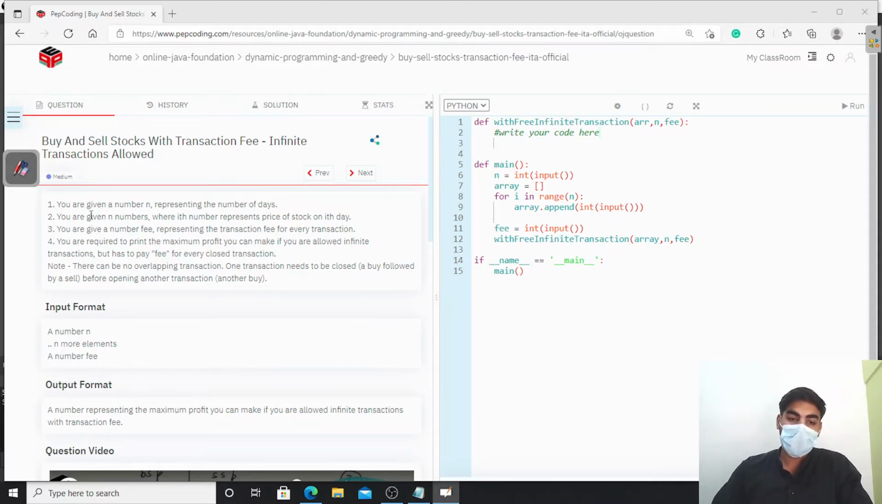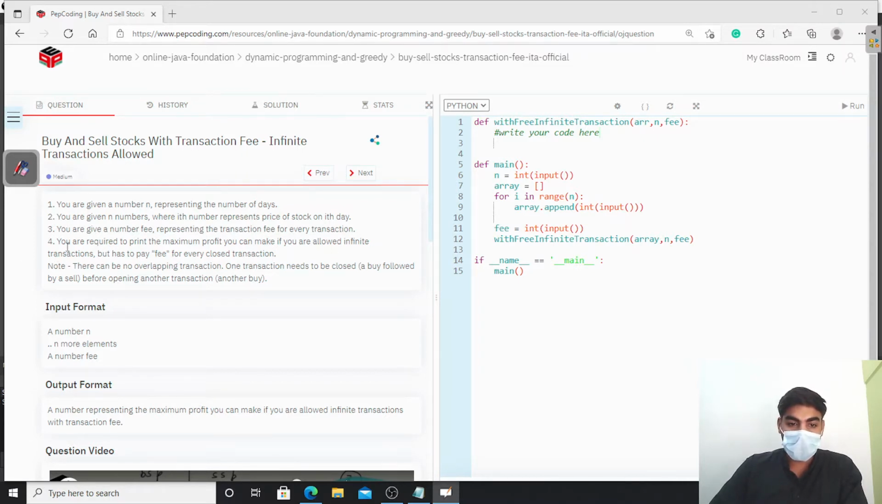So in the question, you are given a number n representing the number of days. You are given an array where the ith number represents the price of the stock on the ith day. So every number represents the price on that day. You are given a number fee representing the transaction fee for every transaction. So we have a fee which we have to pay after one transaction completes, like one buy, one sell. That's one transaction complete. So we have to pay the fee for that one transaction.